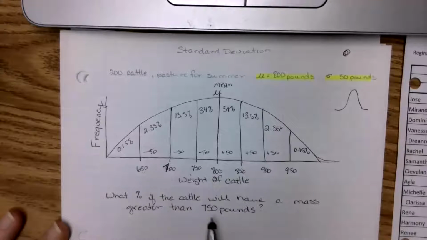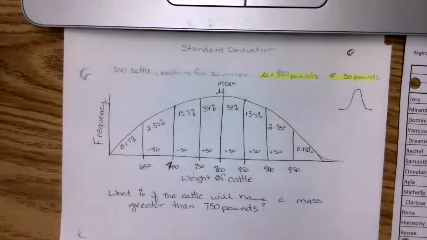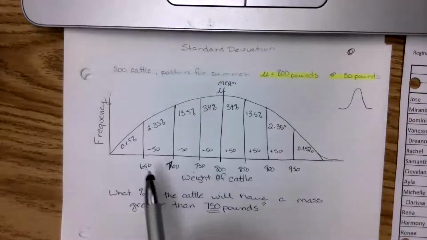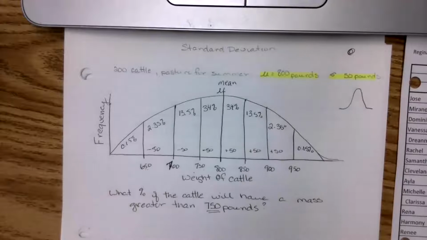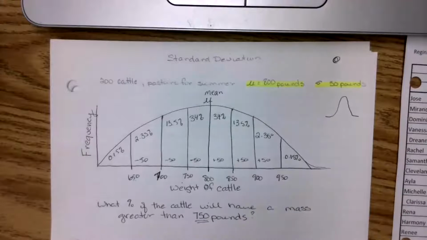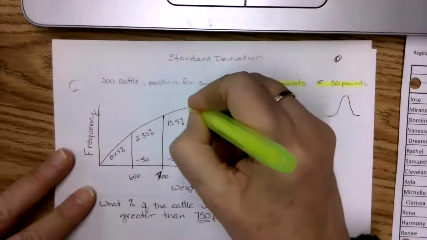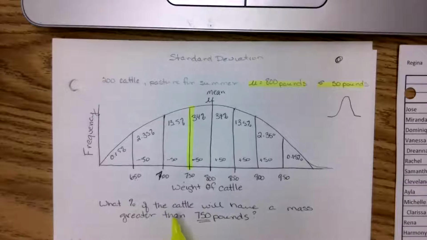Let's see. So we want a mass greater than 750. First thing, we look for this number. These numbers across the bottom, honestly, I call them the magic numbers. If the number of my question is on here, my life is easy. So I'm going to find 750, which is right there. I'm going to take my little highlighter and draw that. Now, I want to have a mass greater than 750.